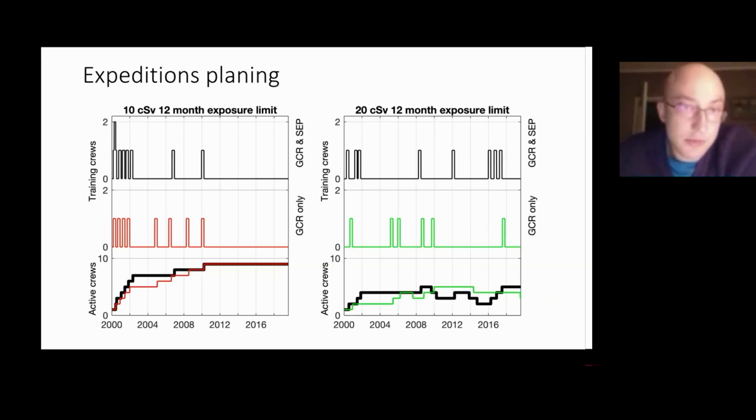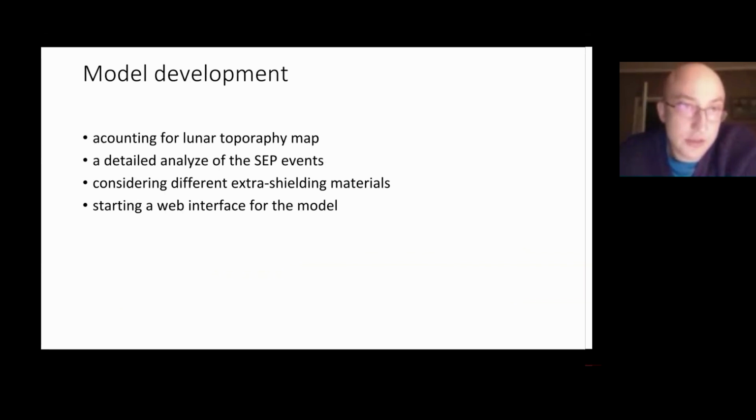I'm running out of time. The next steps in the model development would be accounting for the topography map of the moon, to assess the radiation dose at each point, then to analyze SEP events because they are sporadic, and for the future we can estimate only the GCR precisely. We plan to consider different extra shielding materials, and we will start a web interface with all these dependencies I've shown you, so they would be available simply.